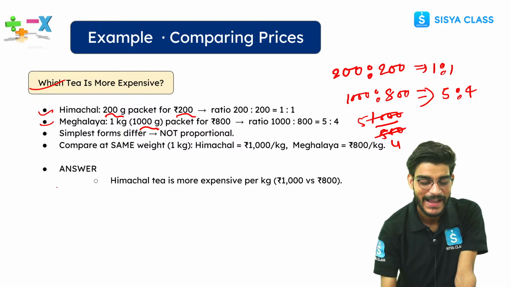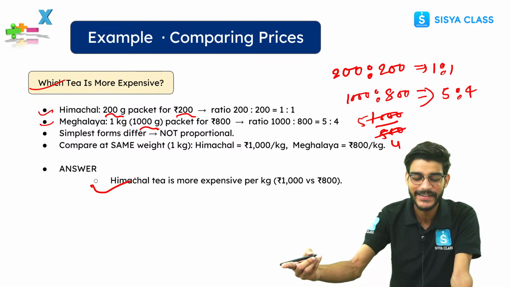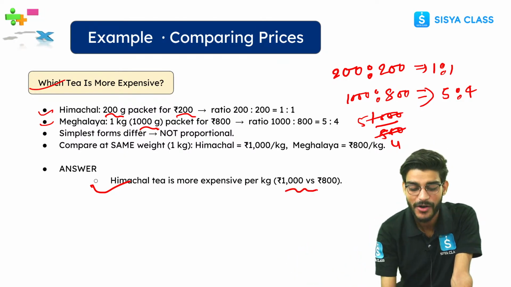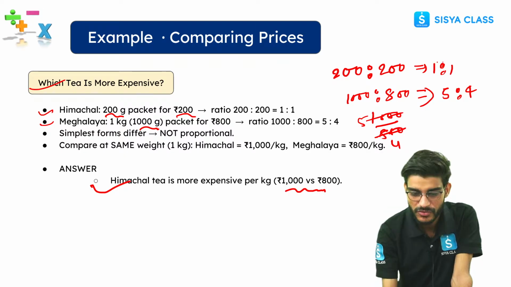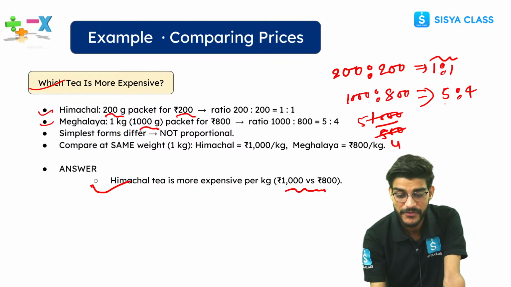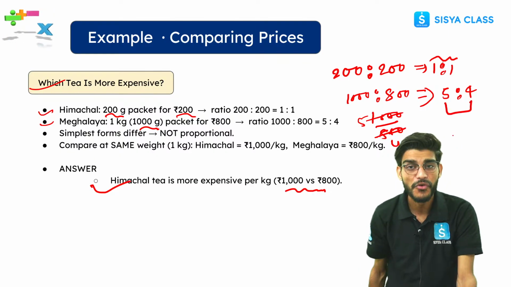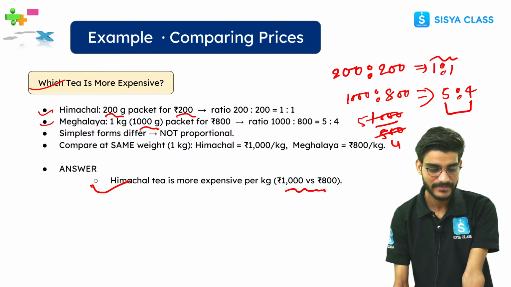So Himachal tea is more expensive per kg, right? Because you are getting rupees 1000 per... See here, 1:1 ratio here. Here you have 1:1 ratio. Here you have 5:4 ratio. So Himachal tea is more expensive, right?